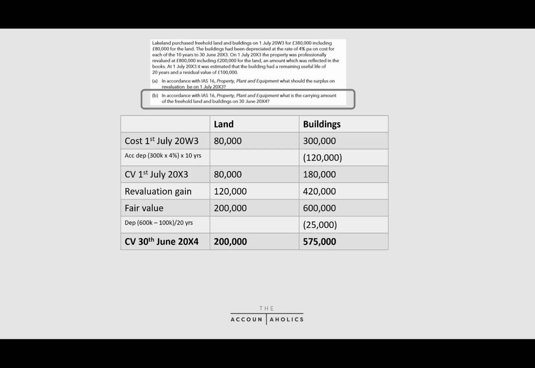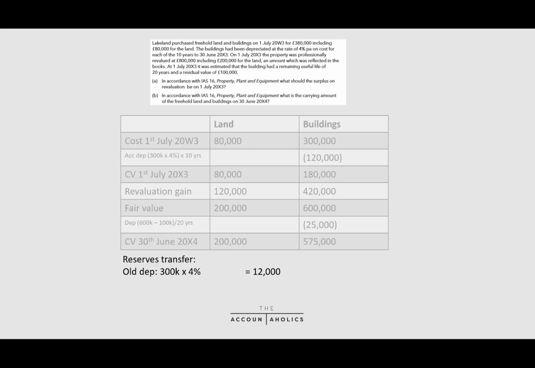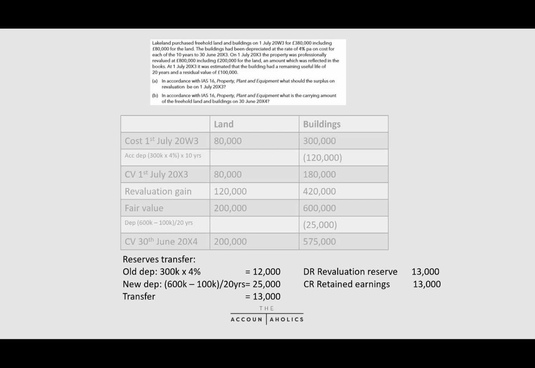Again, the question doesn't request for you to do this, but just to extend this to a reserves transfer and the accounting for it, if we were to work out what the reserves transfer entry would be, we would simply derive the old depreciation charge that would have been posted on buildings based on the original cost of 300,000, prorated for 4% because that was the per annum charge, giving us 12,000. The new depreciation is now going to be based on the revalued amount, 600,000, less the residual value spread over the remaining life of 20 years, giving us 25,000, and the excess there that we calculate is 13,000. The dual impact taking place would be to debit the revaluation reserve, credit the retained earnings for that 13,000.